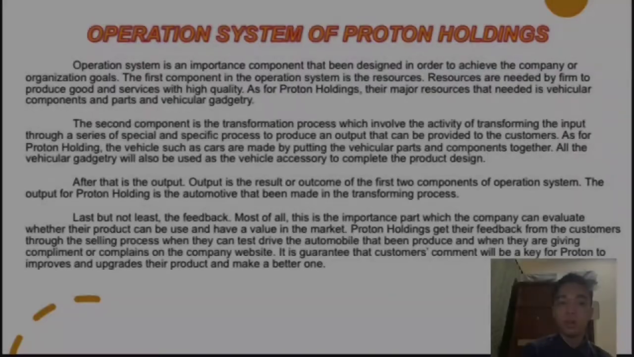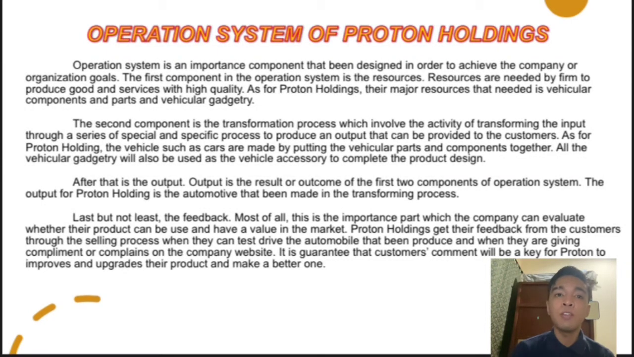Okay, the operation system of Proton Holdings. The operation system is an important component that has been designed in order to achieve the company's or organization's goals. The first component in the operation system is the resources. Resources are needed by a firm to produce goods and services with high quality. As for Proton Holdings, the major resources needed are vehicular components and parts and vehicular gadgetry.